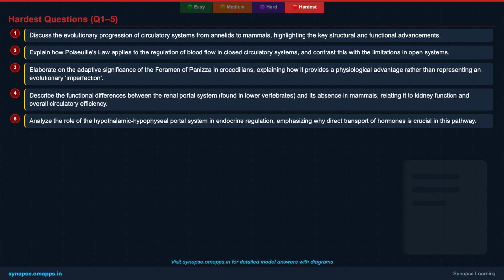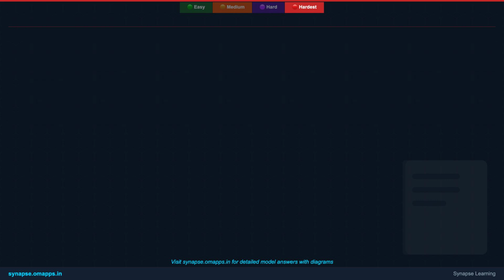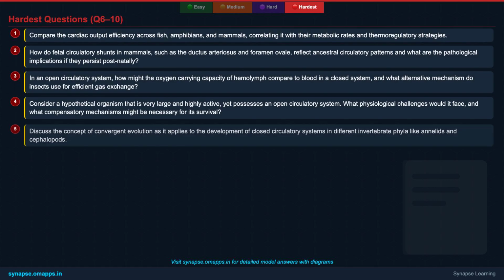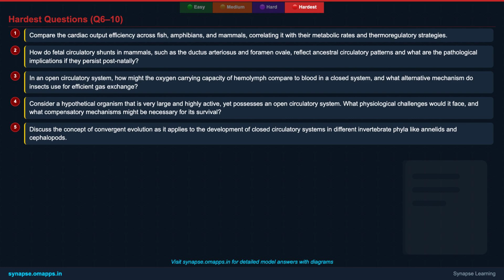Q5. Analyze the role of the hypothalamic hypophyseal portal system in endocrine regulation, emphasizing why direct transport of hormones is crucial in this pathway. Now, let's continue with the remaining 5 hardest questions to truly master this topic. Q6. Compare the cardiac output efficiency across fish, amphibians, and mammals, correlating it with their metabolic rates and thermoregulatory strategies.